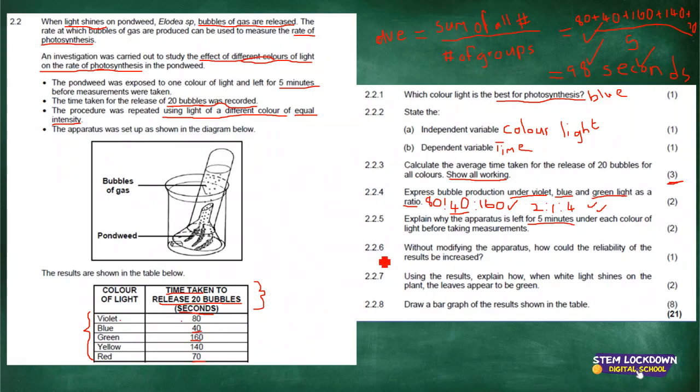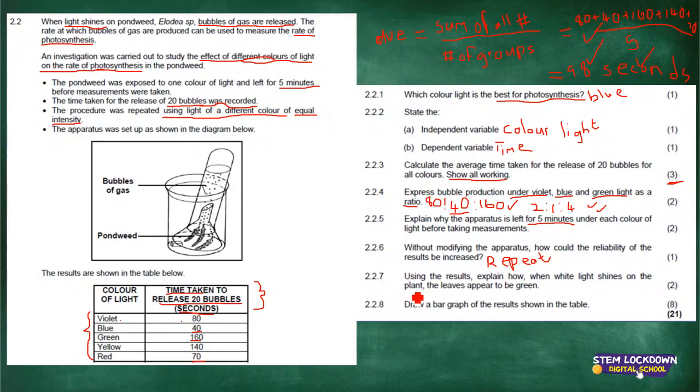Okay, question 2.2.6. Without modifying the apparatus, how could the reliability of the results be increased? Okay, guys, this is an easy one. Repeat the experiment. When you repeat the experiment, you will measure your results that you got from the first experiment and from the second experiment. And again, you can also do it for the third time. Repeat it for the third time and get the average of the results that you got from all experiments. And that will increase the reliability of the results. Okay, and this is without modifying the apparatus.